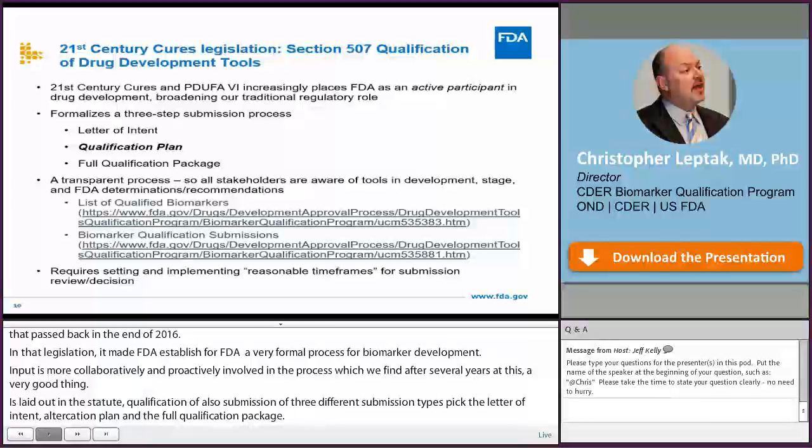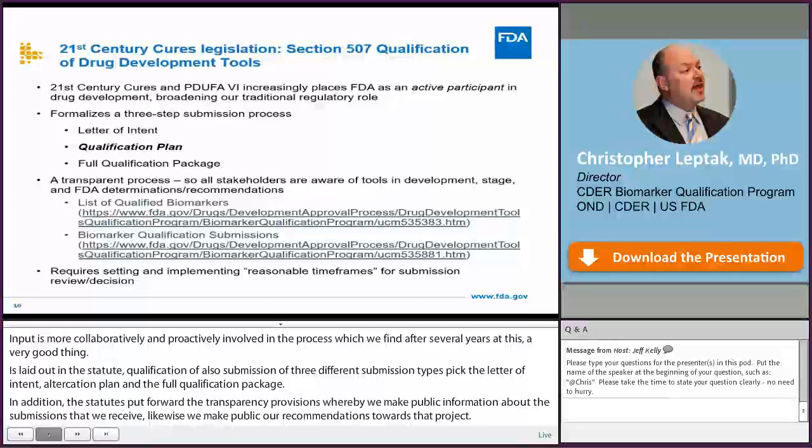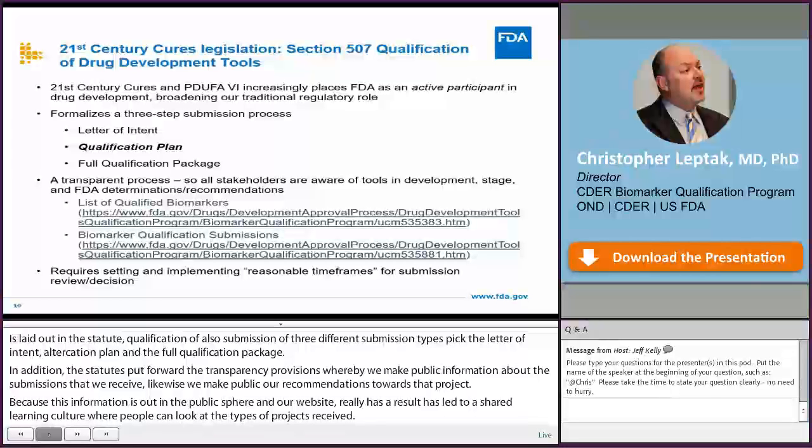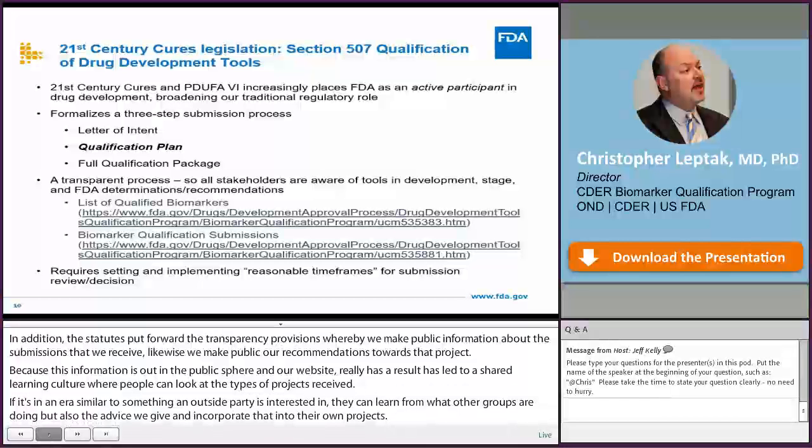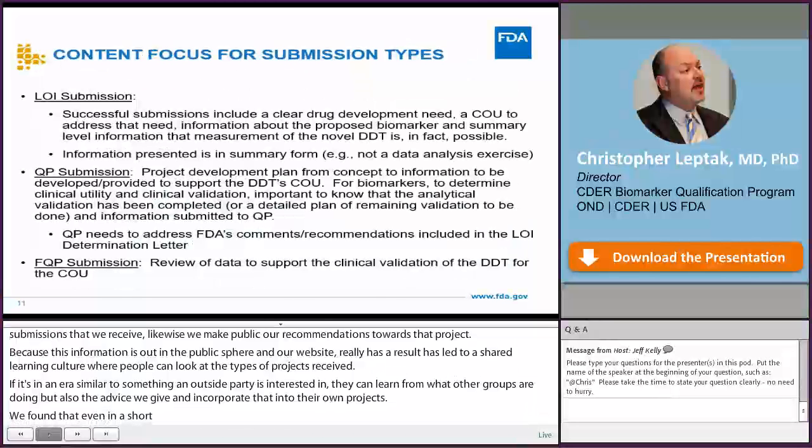Because this information is out in the public sphere on our website, it has led to a shared learning culture where people can look at the types of projects that we receive. If it's in an area that's similar to something an outside party is interested in, they can learn not only from what other groups are doing, but also the advice that we give, and then incorporate that into their own projects. And what we found is that even in a short period of time, the quality of our projects is steadily improving because people are learning from each other as we're going through this process. If you're interested in looking at what biomarkers we've qualified or what biomarkers are under development, the links for those are provided here.